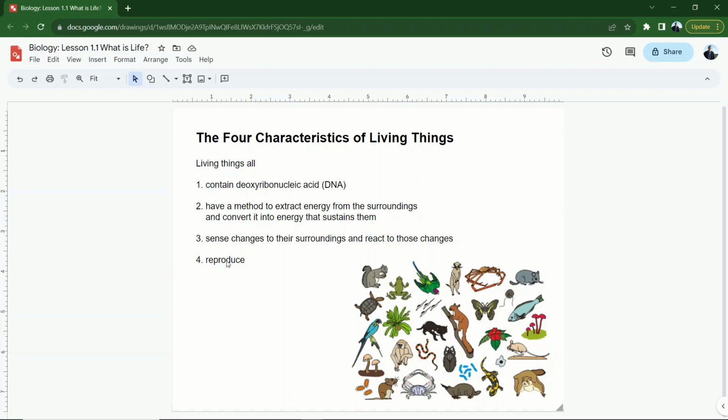All right, these are the 4 characteristics of living things. In the next several videos, we're going to spend some time talking about each one of these in more detail.